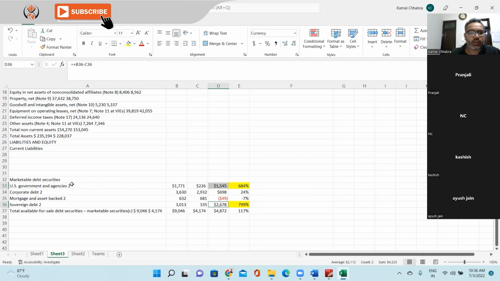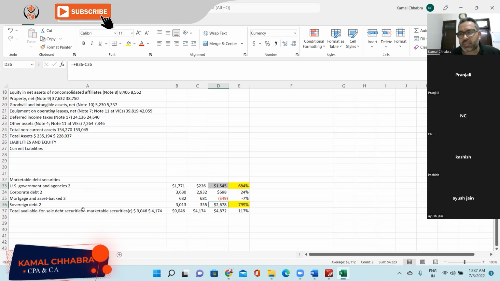So you'll be investigating more what US government agency bonds you have purchased in current year and why. I'm trying to understand the business rationale for that. Same way they have bought $3,000 sovereign debt fund, right? Why has the company bought this? What was the business rationale for it? And then the supporting document also you will be asking to verify, right? Make sense?